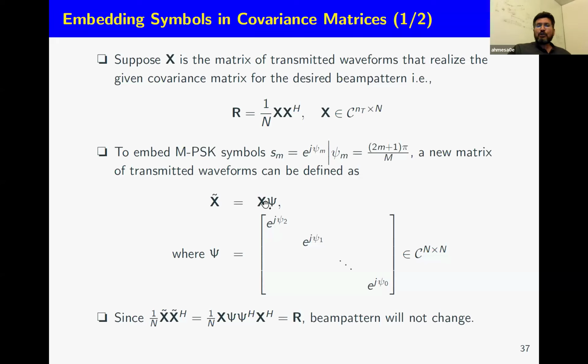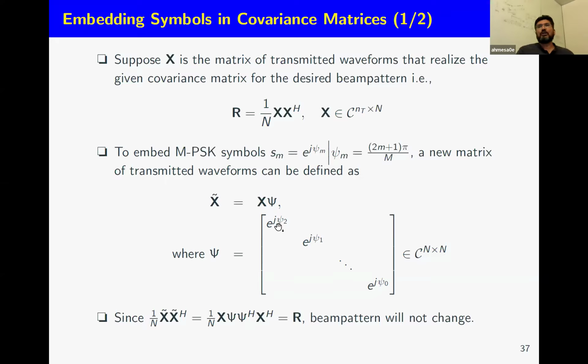Here, if I use with X another matrix, the capital psi matrix, and psi matrix is like this, and I have generated a new X tilde matrix, the covariance matrix of X tilde and X will remain the same. It will not change. Why? Because when I multiply X tilde with X tilde Hermitian, I multiply this with the Hermitian of this one, and I will get the identity matrix. I will get the same covariance matrix. So we can put some information in here as well.